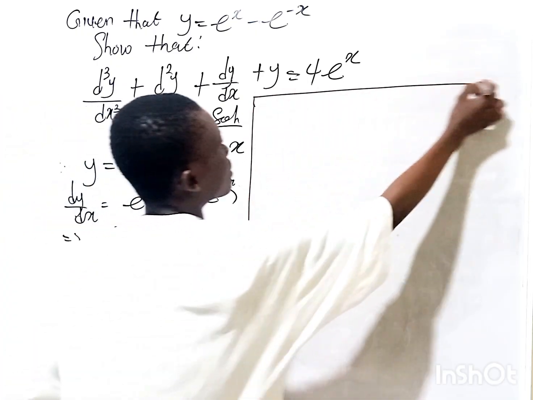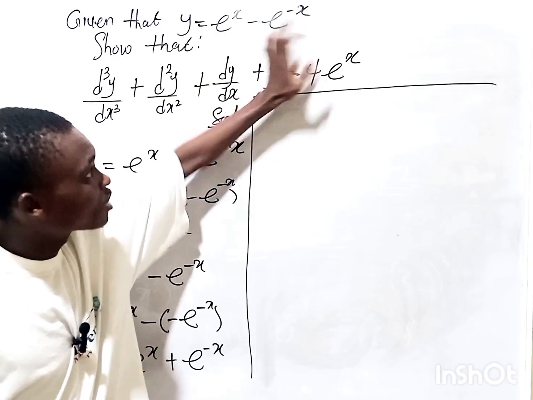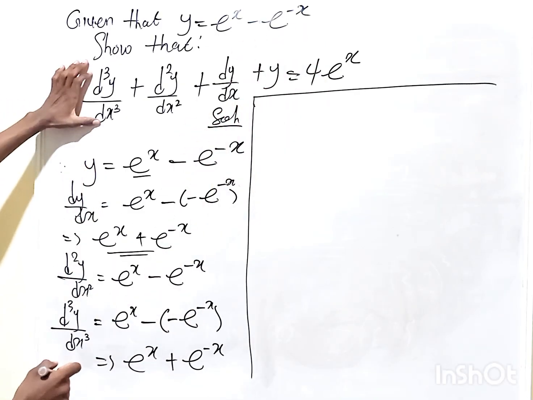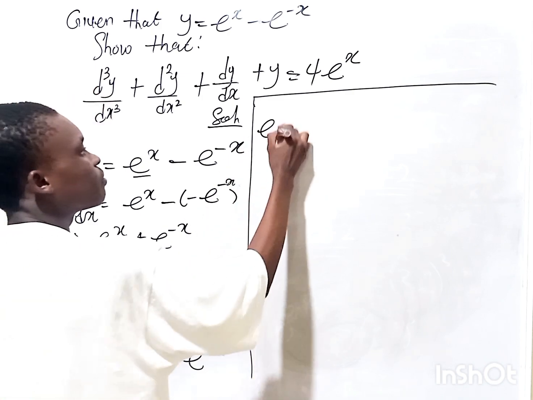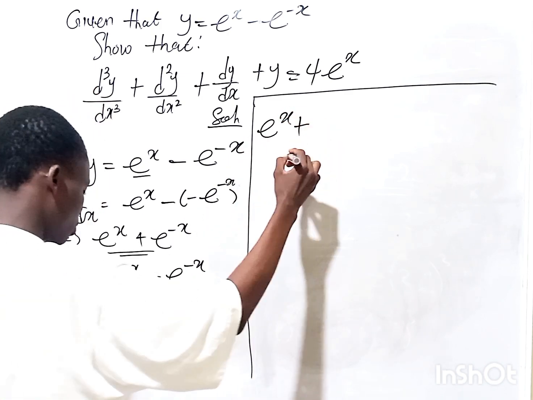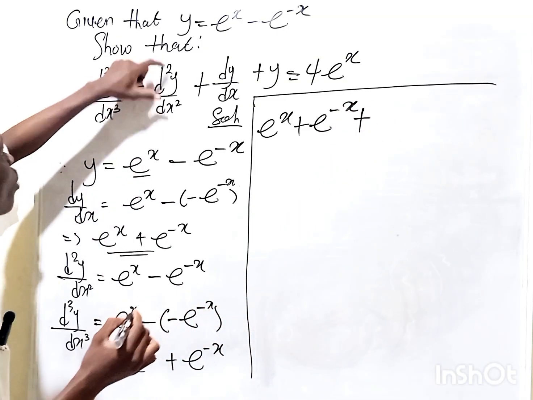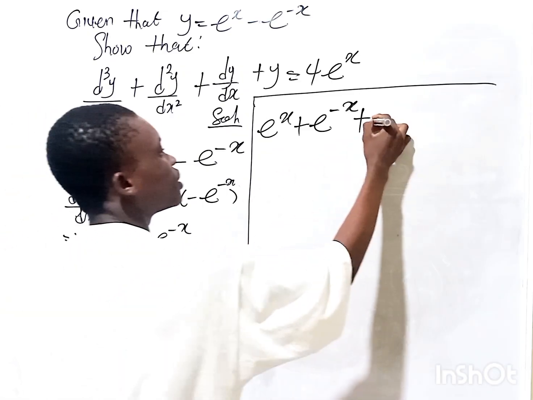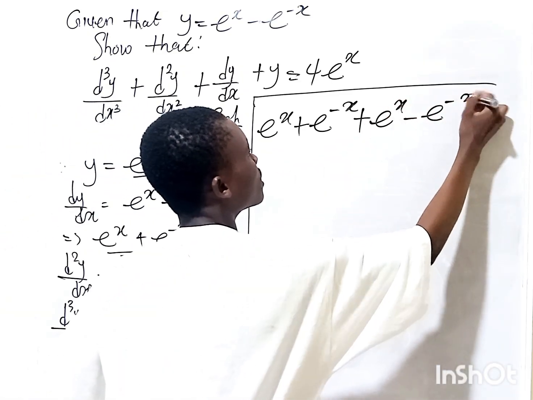For this question, we are asked to show that the whole of this equals 4 exponential x. All right, let's go. From here now, our d cube y over dx cube is exponential x plus exponential negative x, plus now our d squared y over dx squared is exponential x minus exponential negative x.